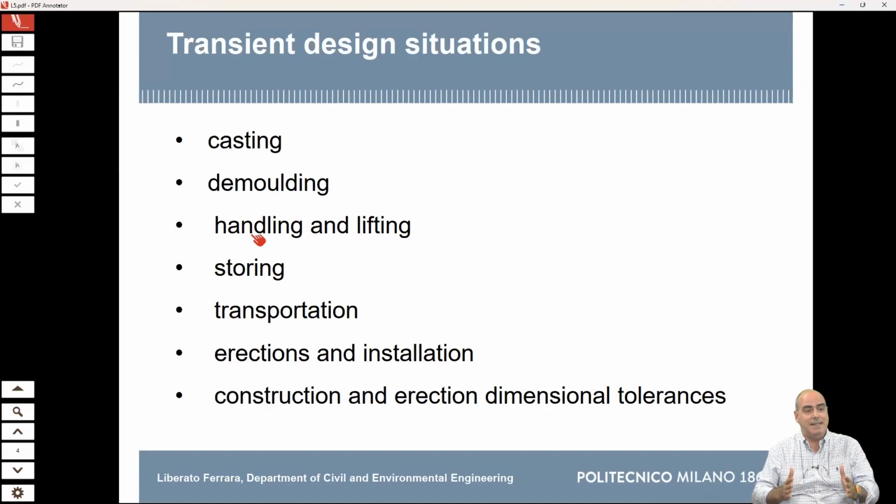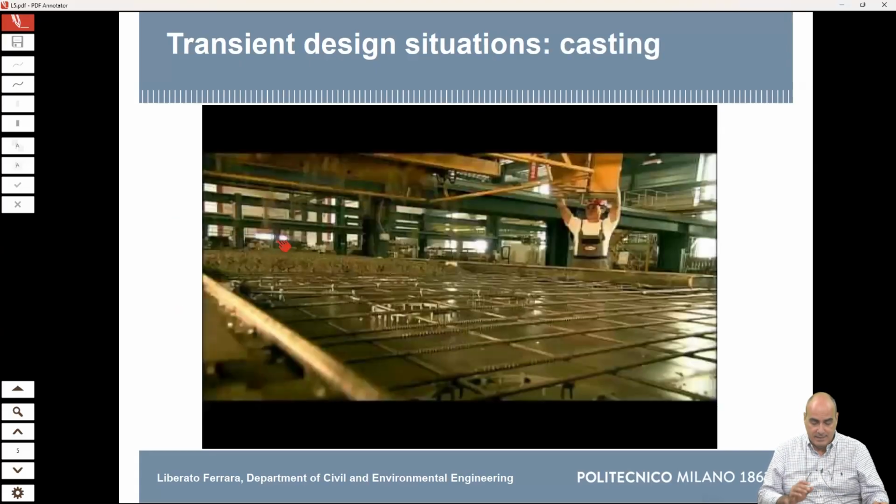So you can see that this stage actually represents, I would say, 90% of the design of an element, because then there is just the final stage, which is the most classical one, the one for which you already have the tools from other engineering courses, engineering disciplines. But these are specific issues that you have to consider exactly when you have only precast structures.